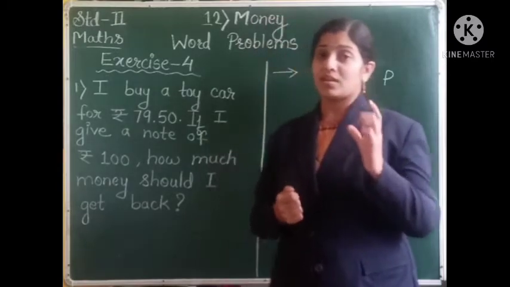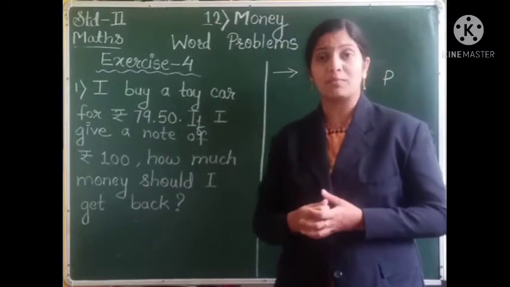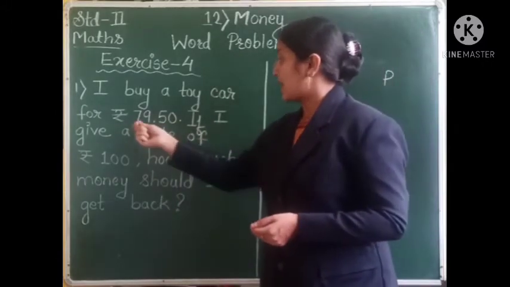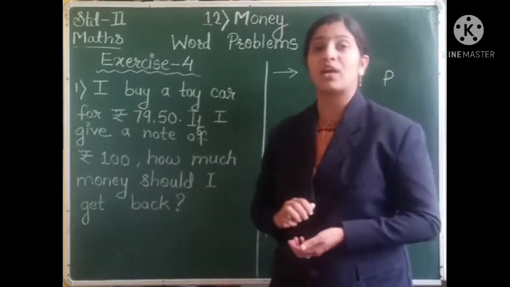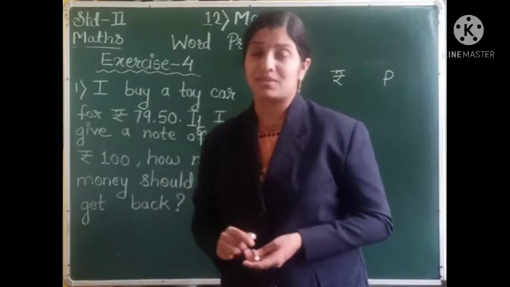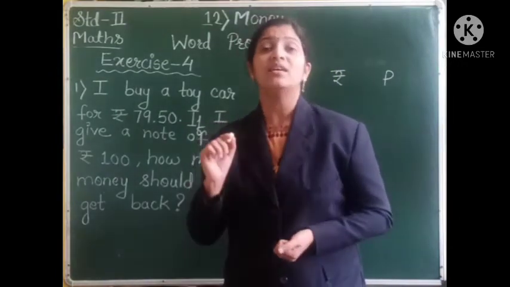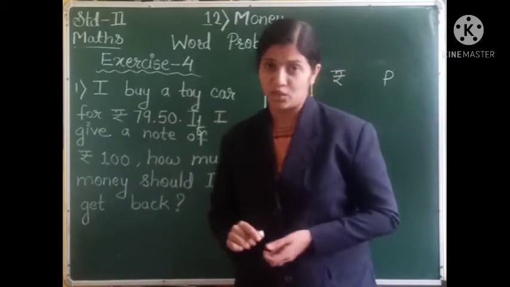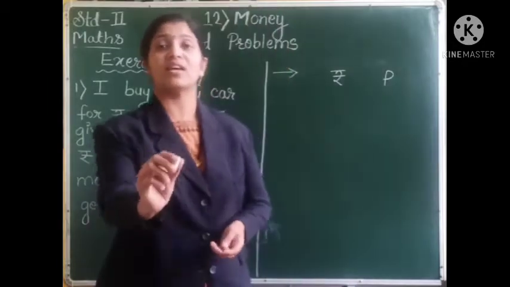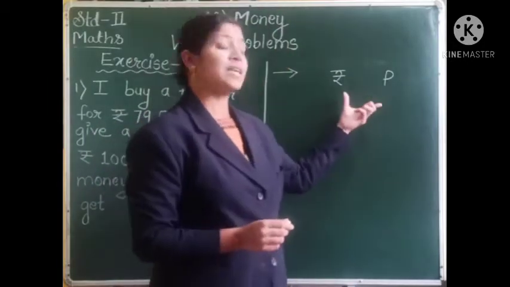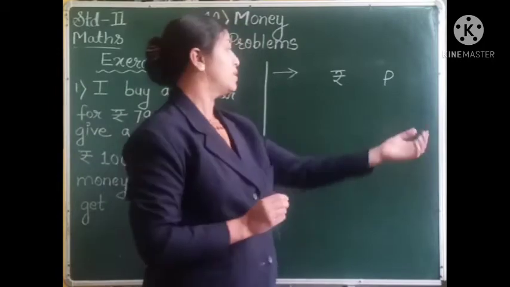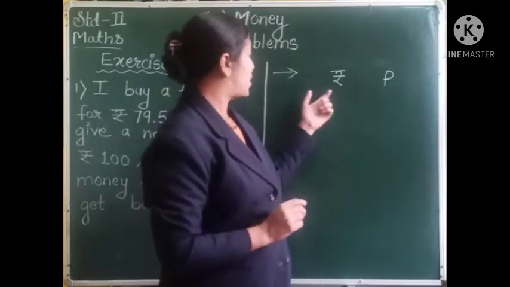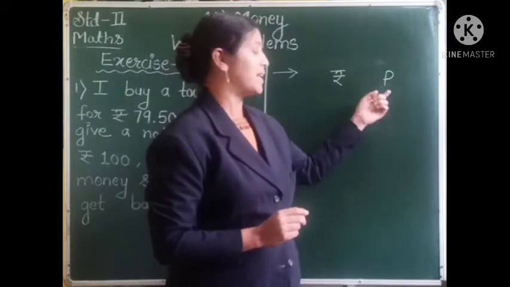So the amount which the boy gave to the shopkeeper is bigger than the price of the toy car. So what are we going to do? Yes, we are going to subtract. We are going to subtract the price of the toy car from the 100 rupee note. So the boy was having a 100 rupee note. So here you can see, when we are solving a word problem, since here rupee and paise both are involved, then we have to write it like this, a rupee sign and a paise sign.